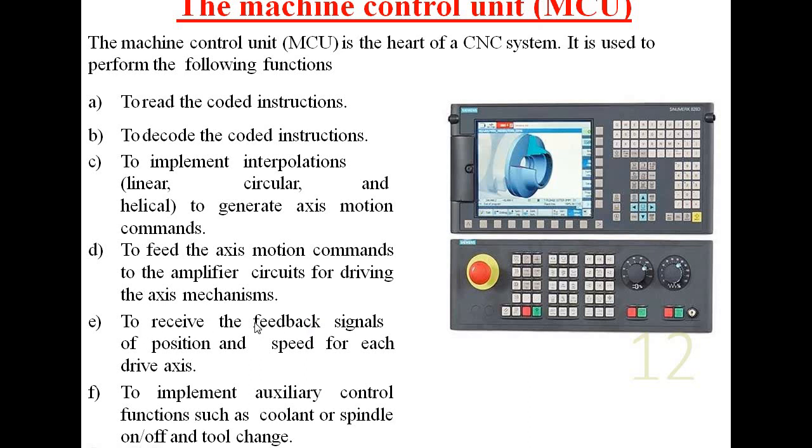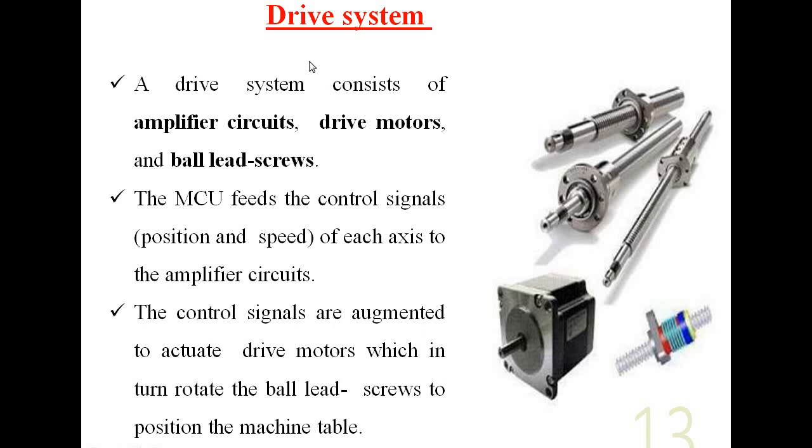Next, fifth is to receive the feedback signals of positions and speed of each drive axis. It also performs auxiliary control functions such as coolant, spindle on/off, or tool change. So these are the main basic functions which the MCU, that is, the machine control unit, can perform.